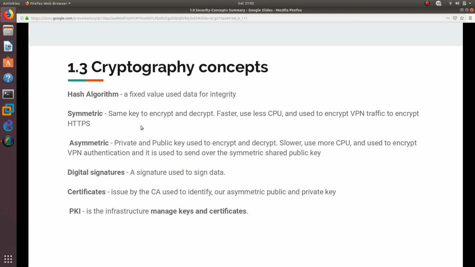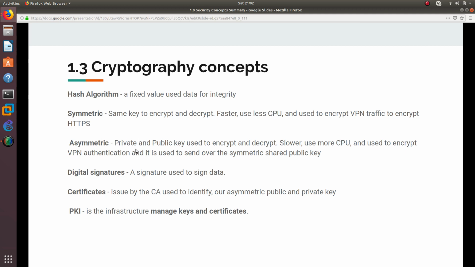Symmetric is the one that uses the same key to encrypt and decrypt. It is faster and uses less CPU, and it is used to encrypt VPN traffic and also to encrypt HTTPS, right? Or TLS. HTTPS used to use SSL, not anymore.